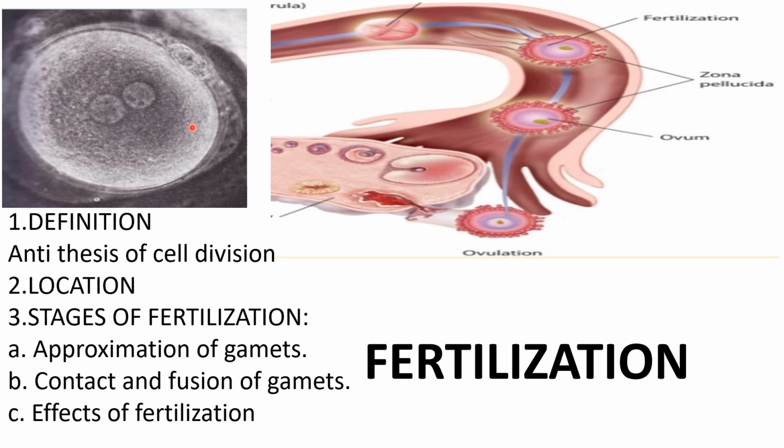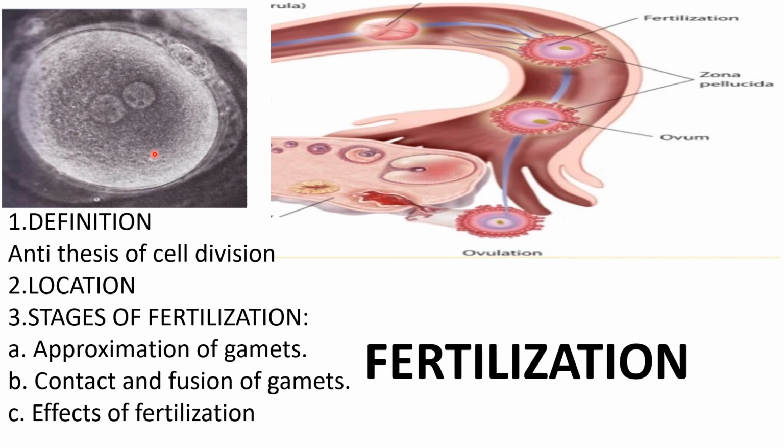Why this process is called antithesis of cell division? Generally we see that the precursor cell or the undifferentiated cell will divide and differentiate to form highly specialized cells. But in case of fertilization, already we have two highly specialized cells. They are fusing and they are forming an undifferentiated single cell called zygote. That's why it is called antithesis of cell division.